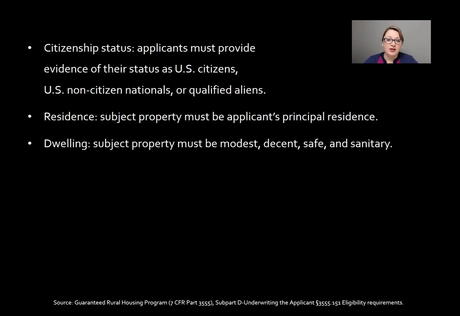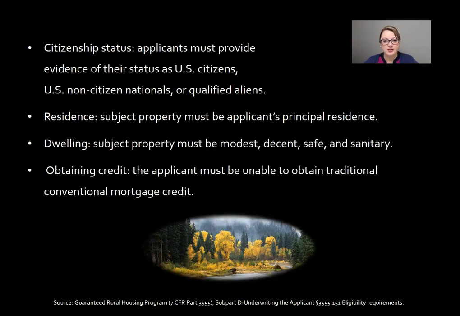The dwelling itself has to be modest, decent, safe, and sanitary. So it has to be in good living condition. And the applicant must be unable to obtain traditional conventional mortgage credit. So what that means is this program is not for someone who would otherwise qualify for a standard conventional mortgage program with 3% down, the Fannie Mae 97% loan, or the Home Possible loan, who just instead wants to do this program so they don't have to put any money down. So it's very important that it's a very specific type of borrower that would use this type of loan.